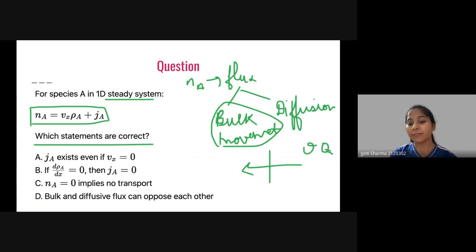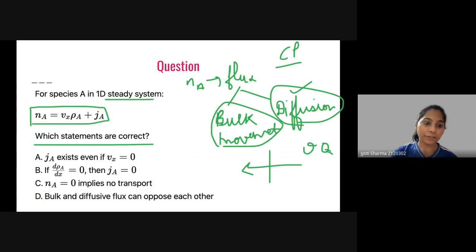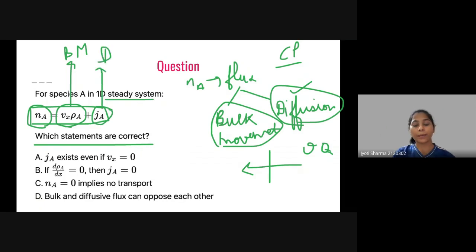The second is diffusion. Diffusion is whenever you have chemical potential among these two phases, then there will be movement. And here we do not require the velocity or the flow rate. So it means for the movement we need two terms: the bulk movement and the movement by diffusion. This is your flux, this is your bulk movement term, and this is your diffusion term. Now we need to tell which statements are correct.